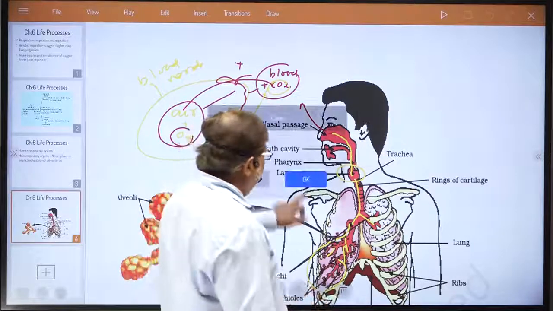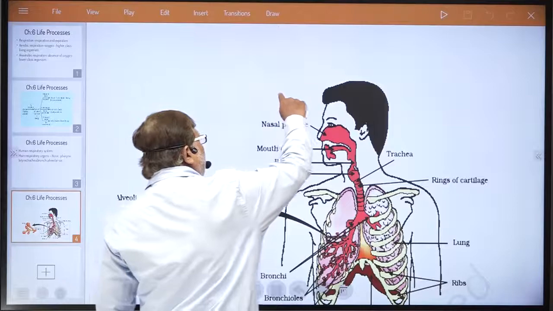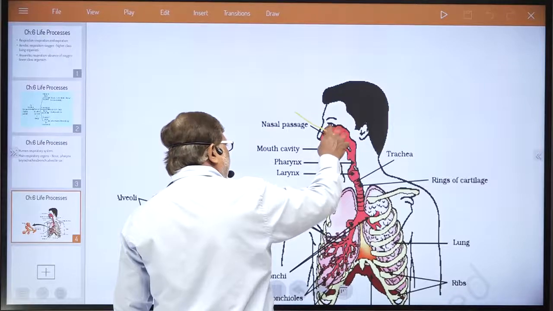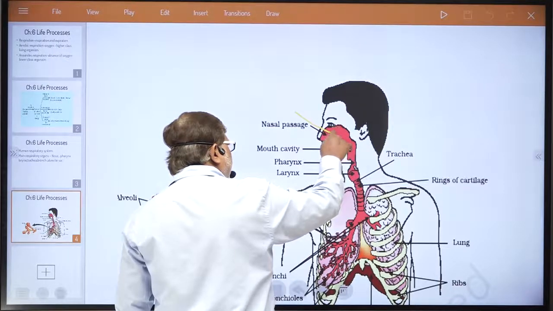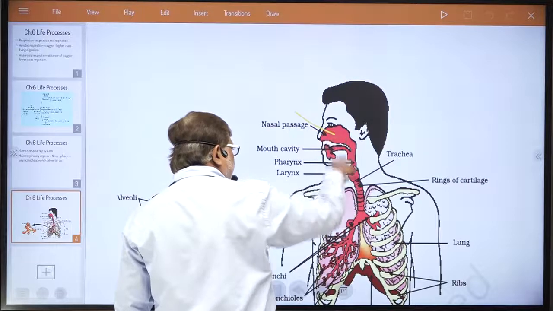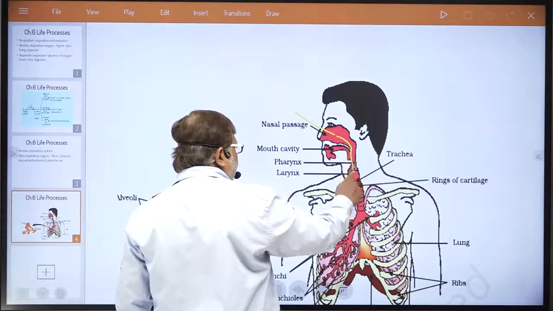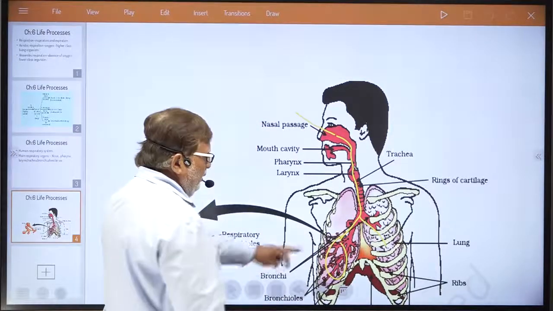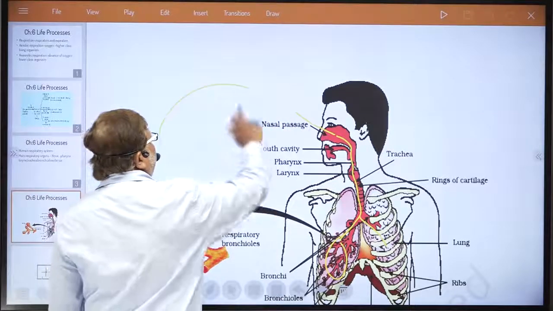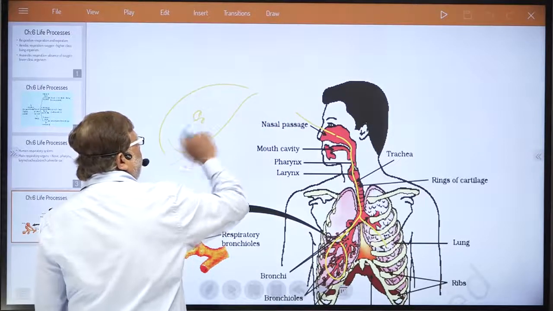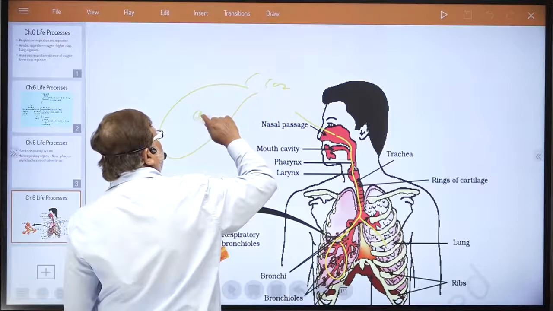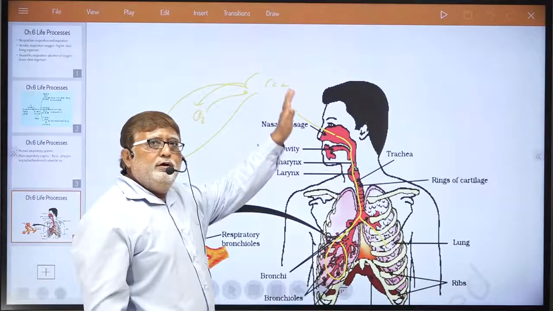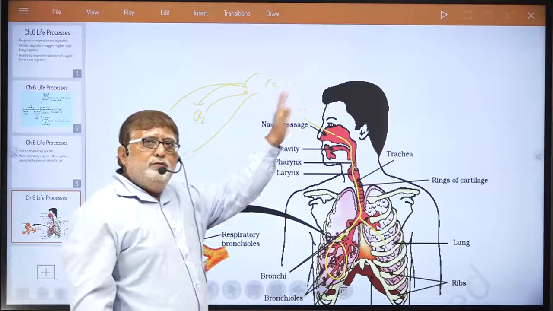Let us again try to revise. See, oxygen rich air goes to the nostrils, where fine hair and mucus protect the entry of microbes and dust particles into our lungs. It goes to pharynx, then larynx, trachea, bronchi, bronchioles, and then to the alveoli. What happens in alveoli? Air containing oxygen, and blood containing carbon dioxide, exchange takes place, dear student. Oxygen from air diffuses to blood, and carbon dioxide from blood diffuses to air.